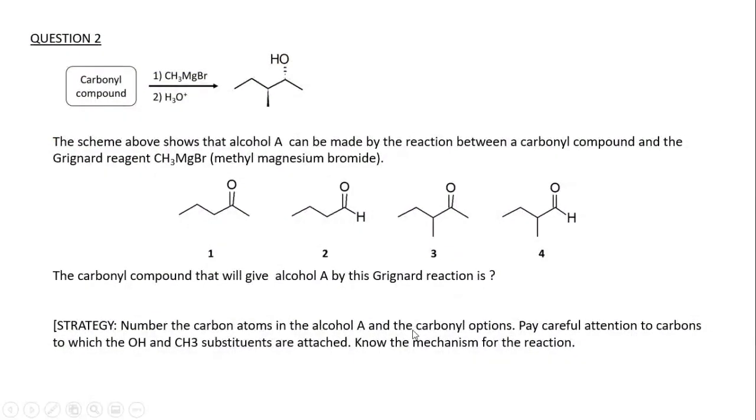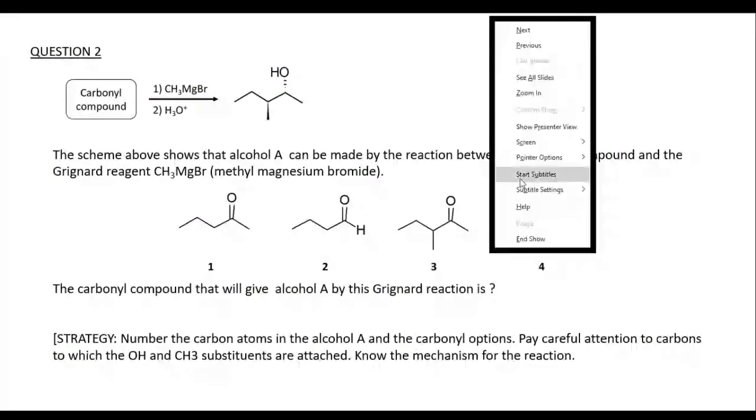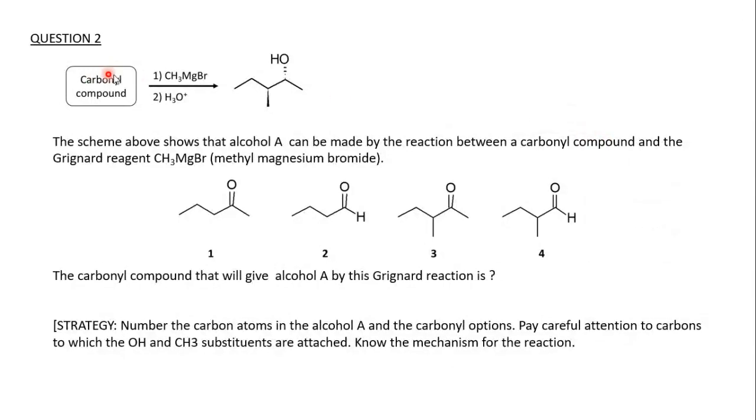All right, so question 2, we're looking at the same alcohol, but we're looking at a different way to make it. This time we're starting with a carbonyl compound. We're going to do a Grignard reaction, and we know that we need acidic workup for our Grignard reaction to give us our alcohol. And so you need to work out which of these compounds can react with methyl magnesium bromide to give us this alcohol.